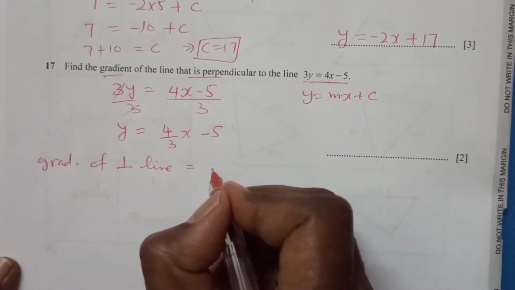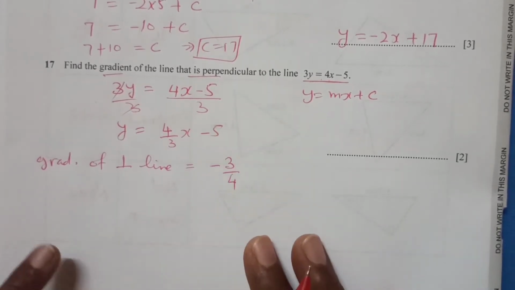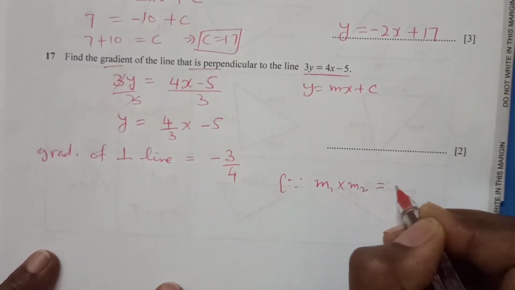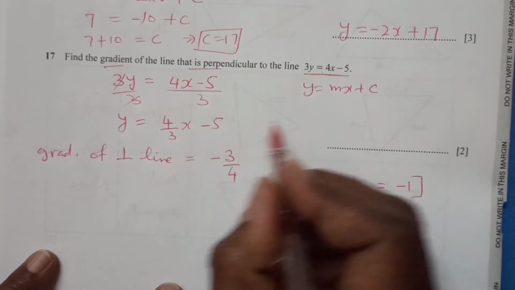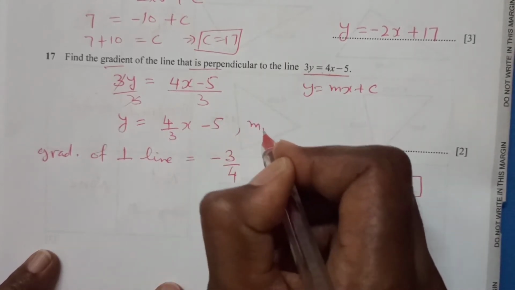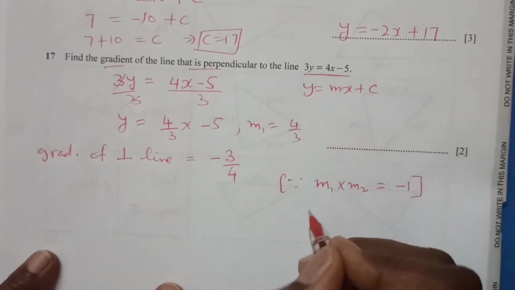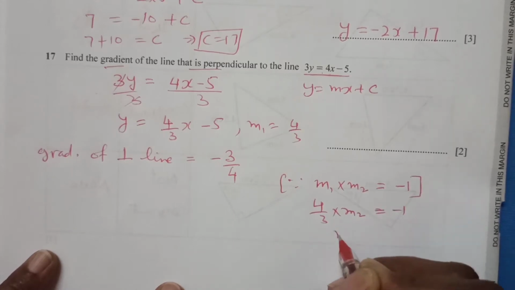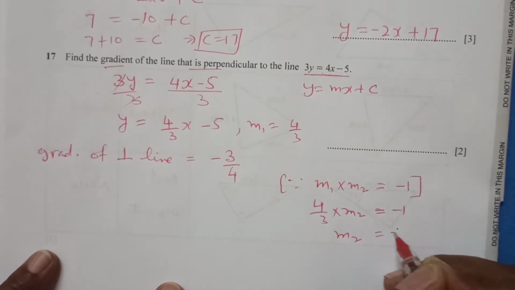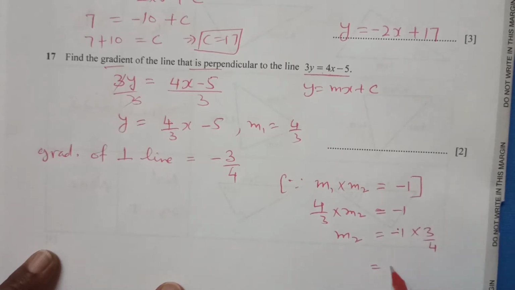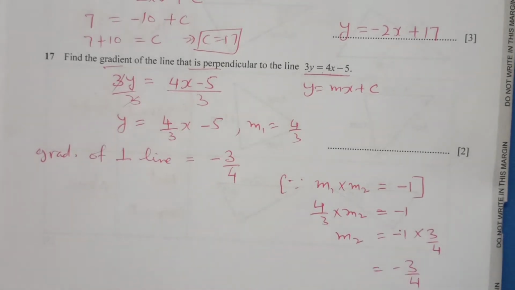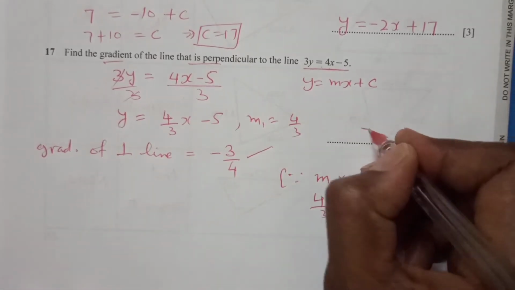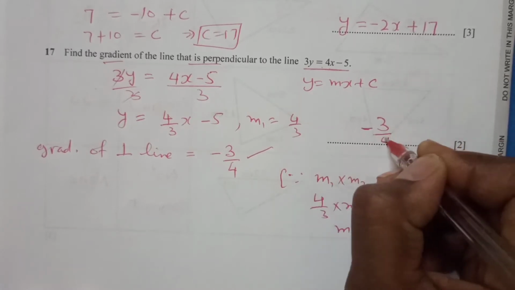will be the negative reciprocal of this, because you know that when lines are perpendicular, the product of slopes is always negative 1. So if one slope, m1 from this one, is 4 over 3, then we are going to find out m2. So m2 is negative 1 times 3 over 4. So this is negative 3 over 4. So this is how you can calculate the slope of a perpendicular line. So this is negative 3 over 4.